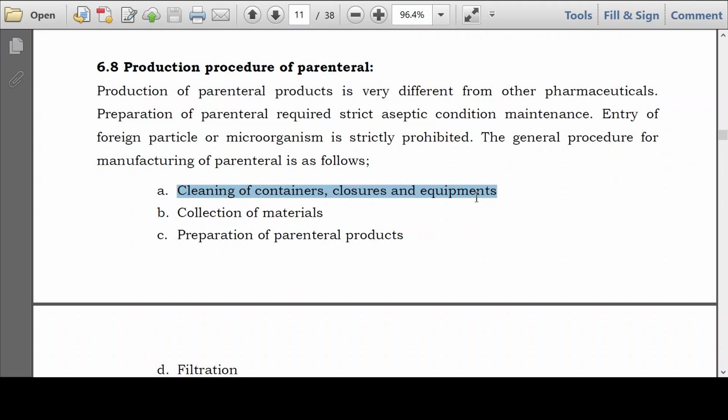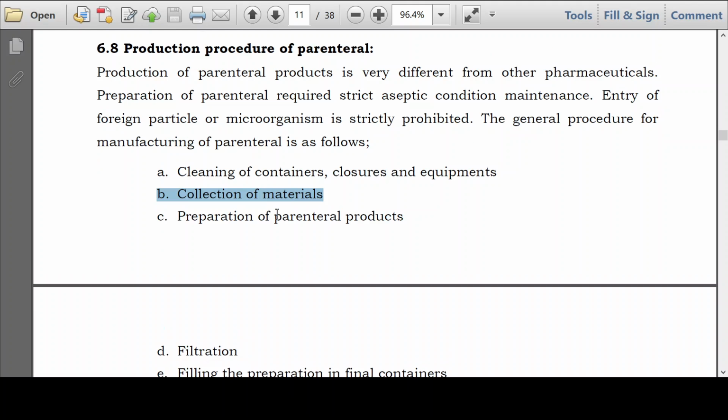Cleaning of container closure and equipment. Initially, the container closure and equipment system which is used in manufacturing and packaging of the parenteral product should be thoroughly cleaned. Why should it be thoroughly cleaned? So that any kind of foreign particulate matter will not be present, and contamination with foreign particles can be easily avoided. For this purpose, thorough cleaning is required. Then collection of material. The raw material like API and additives which is required for the production of the parenteral product should be collected and checked.